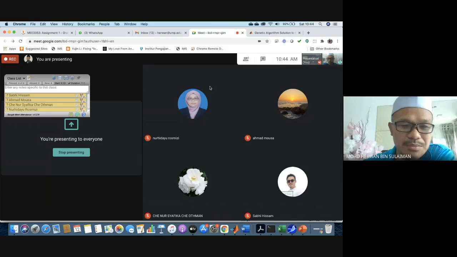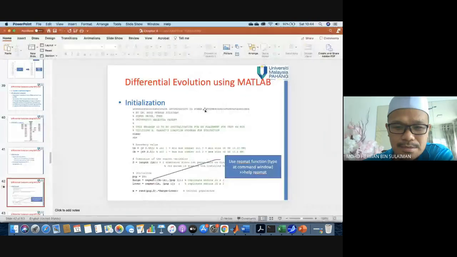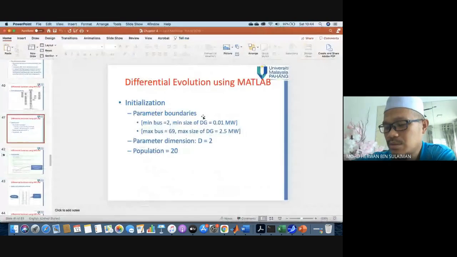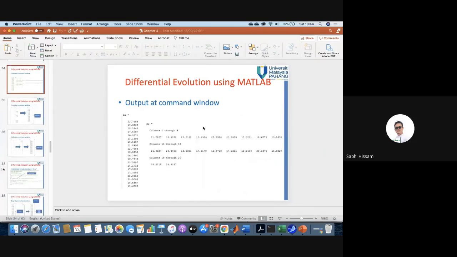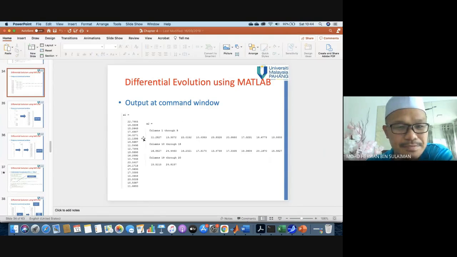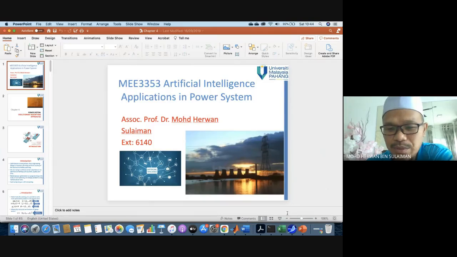And then we try to look at the example, the new topic, the final topic. Okay, this one I think we just proceed, kita cuba dalam sejam lagi boleh? Okay. Sebelum pukul 12 kita stop lah. Okay, so we'll look at the final topic.